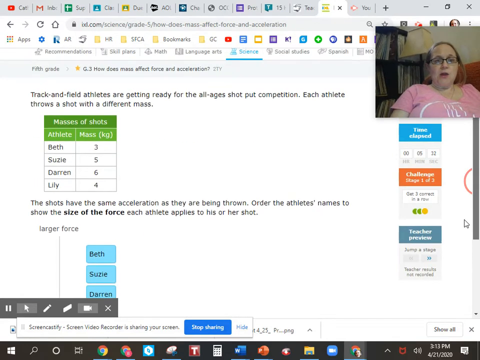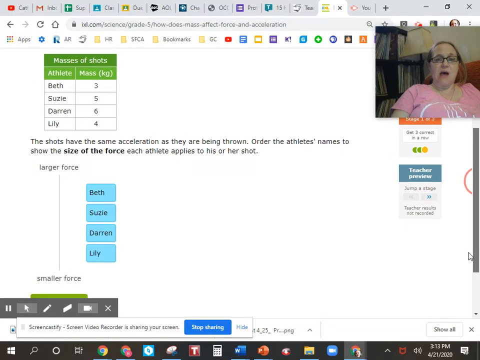Okay. Track and field athletes are getting ready for all ages of shot put competition. Each athlete throws a shot with a different mass. The shots have the same acceleration as they are being thrown. Order the athletes' names to show the size of the force each athlete applies to her shot.